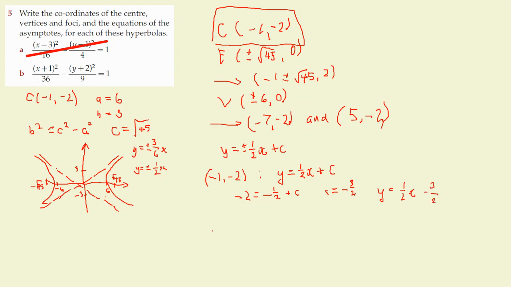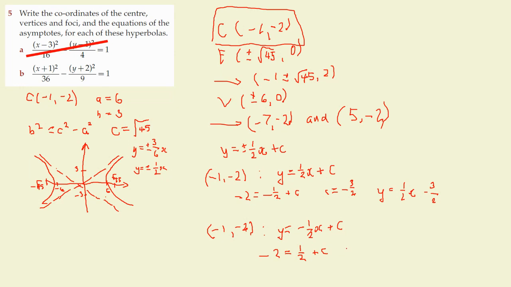And we do the same thing for the other one. We know it goes through this point, our center, and we have our equation, y equals minus half x this time, plus c. The gradient of the second asymptote is minus half x. So now we know that minus 2 is minus a half times minus 1. Well, that's positive a half, plus c.